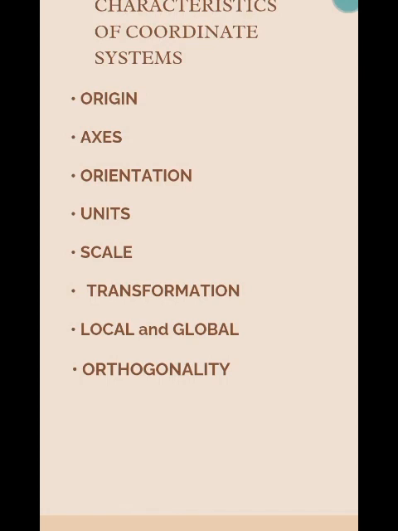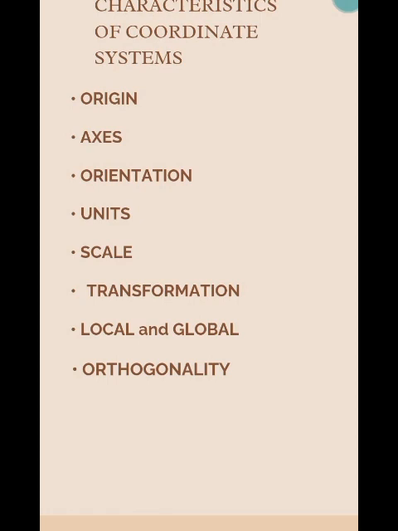Next, which is transformation. Coordinate systems can undergo transformations such as translation, rotation, and scaling. These transformations alter the position, orientation, or size of objects within the coordinate system, allowing for dynamic changes in the game environment. Next, which is local and global. Game objects often have both local and global coordinate systems. The local coordinate system of an object is relative to its own position, rotation, and scale, while the global coordinate system is relative to the entire game world.